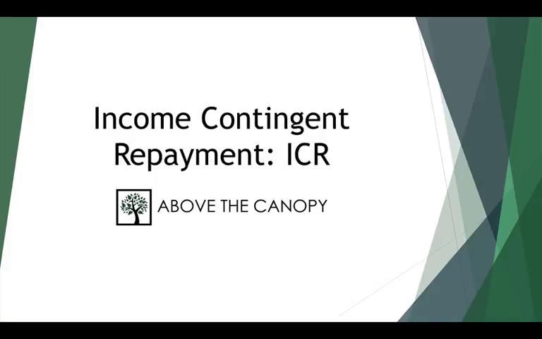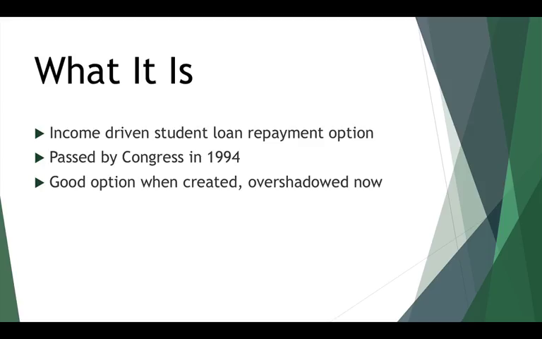Hello. Today we are talking about Income Contingent Repayment, or ICR. ICR was the first of 4 income-driven repayment options for federal student loans. It's been around for a while. It was passed by Congress in 1994. It was the first of the 4 options available.